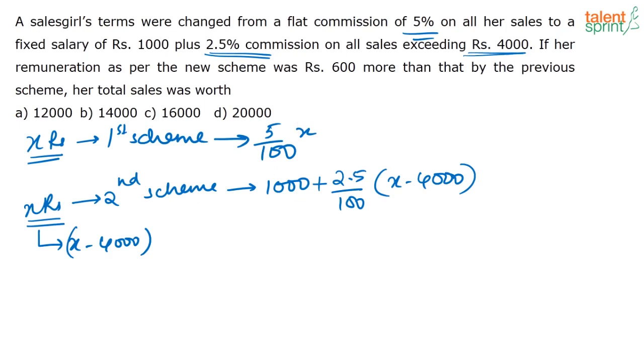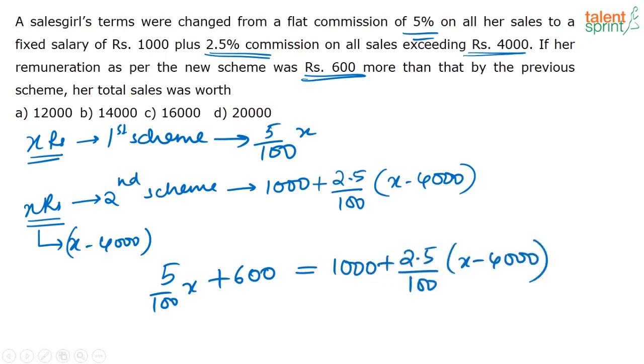Now, in the question, it is very clearly given that as per the new remuneration scheme, she gets 600 rupees more. So, if earlier her salary was 5 by 100 x, now she is getting 600 rupees more using the new scheme. And what is this equal to? This is equal to the money that she has earned in the second scheme, correct? So, you can directly equate these two and find the value of x. Is the explanation clear now?